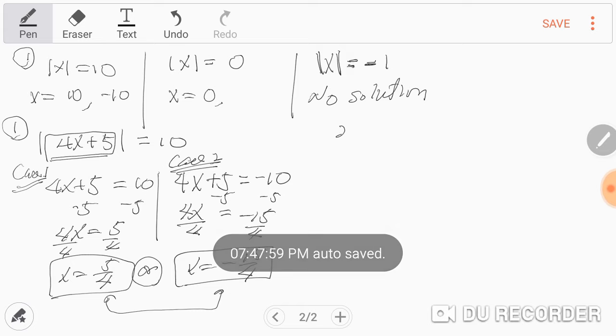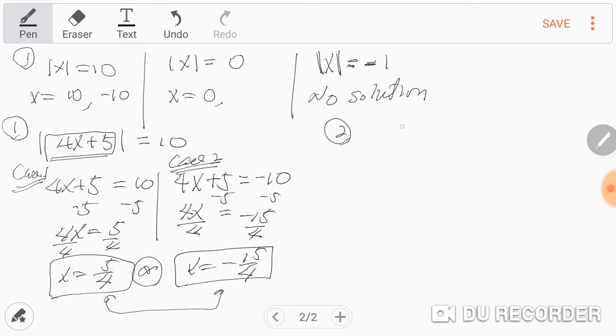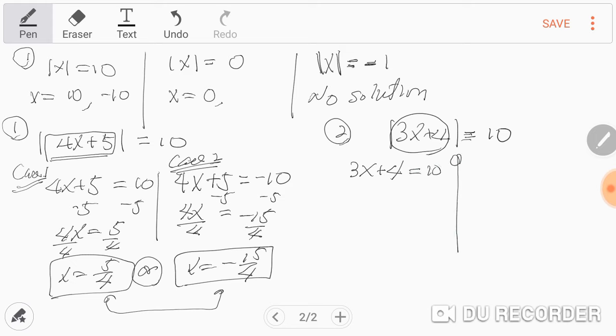Okay, number 2. This is example 2. The absolute value of 3x plus 4 is equal to 10. Then the expression inside the absolute value is equal to positive 10 or negative 10. So we can write two equations: 3x plus 4 is equal to positive 10, or 3x plus 4 is equal to negative 10.